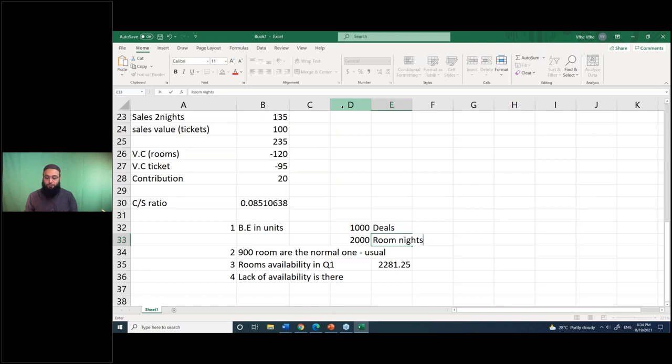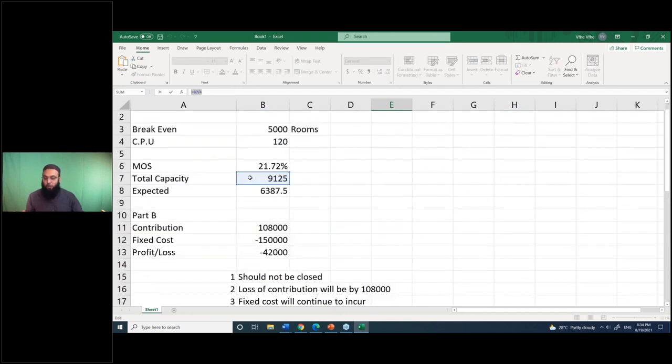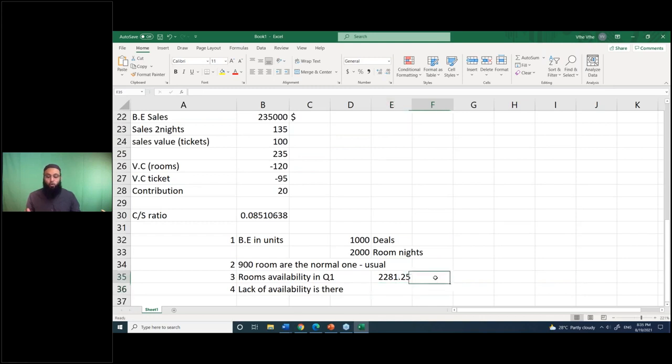That's the question. Now, if you just see here, you have a total of 9,125 capacity annually, 25 rooms into 365. So the total rooms you have is 9,125 for the entire year. So I divided this by 4 quarters to work out the quarterly capacity of the rooms. Once I divided it by 4, my answer is 2,281 room capacity availability I have.